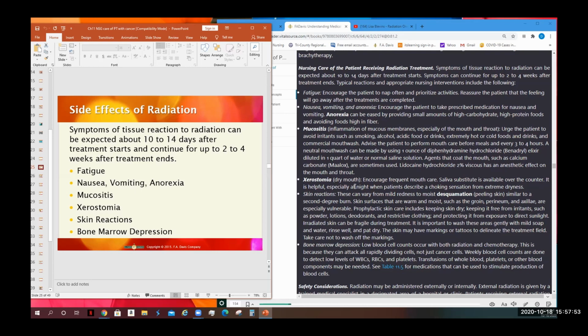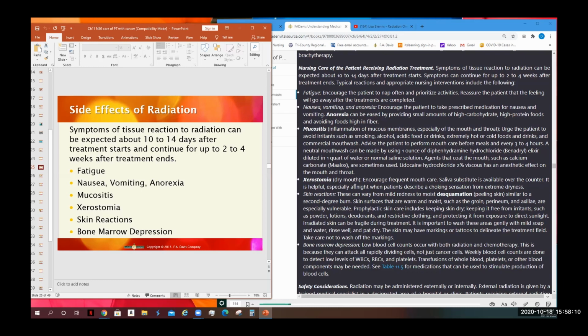Xerostomia, or dry mouth. Encourage frequent mouth care. Saliva substitute is available over the counter. It is helpful, especially at night when patients describe a choking sensation from extreme dryness.